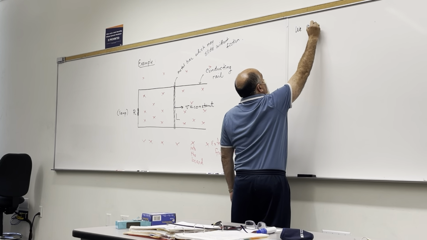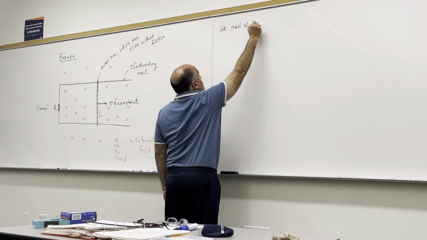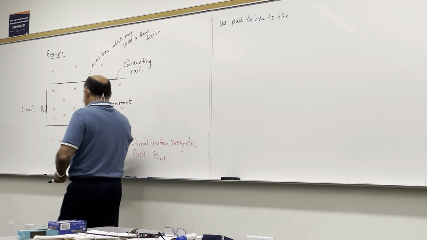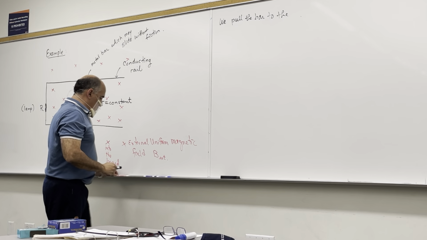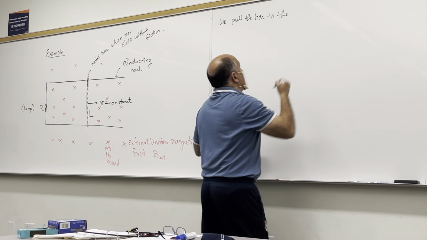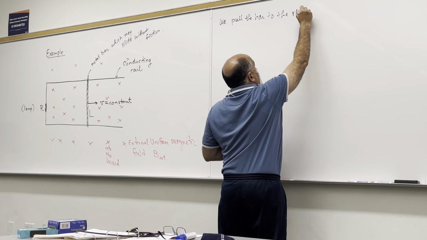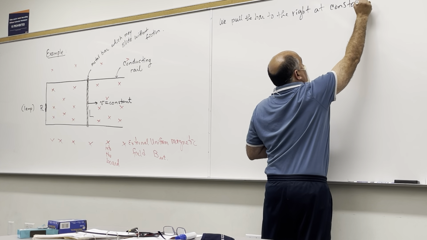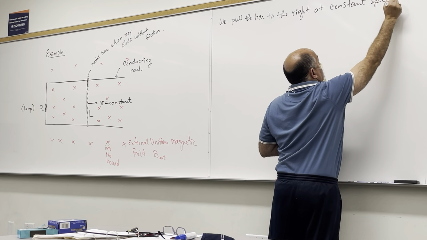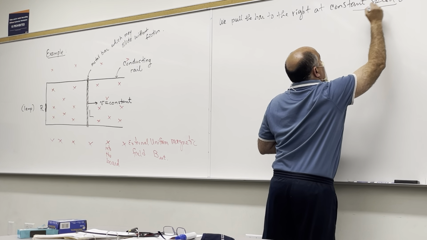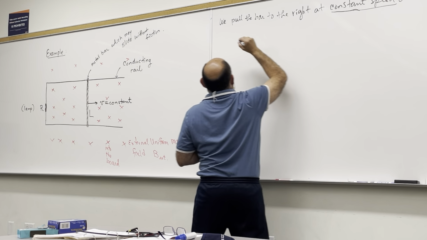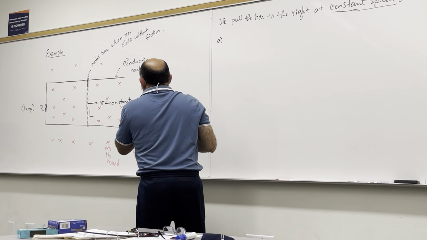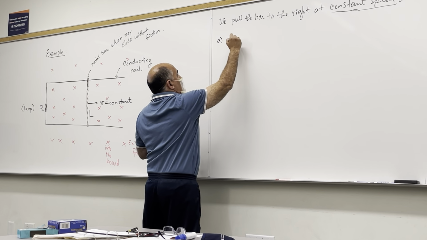We pull the bar to the right at constant speed. That's our setup. First question: what is the magnetic flux through the loop?